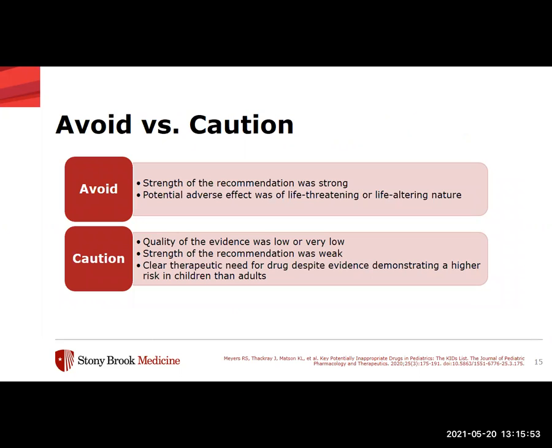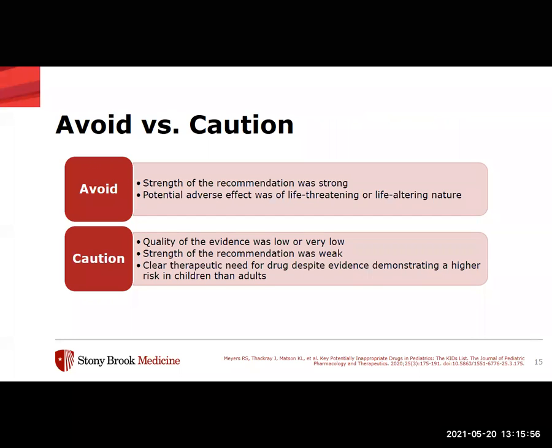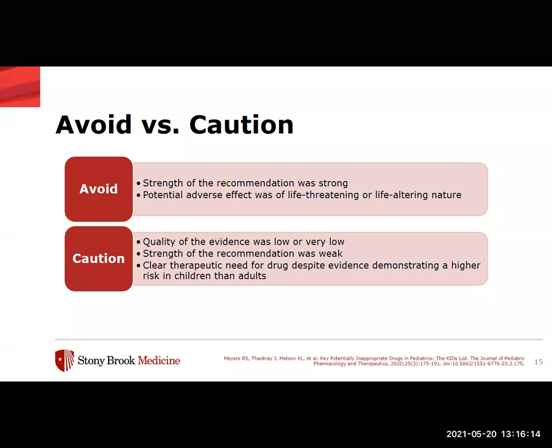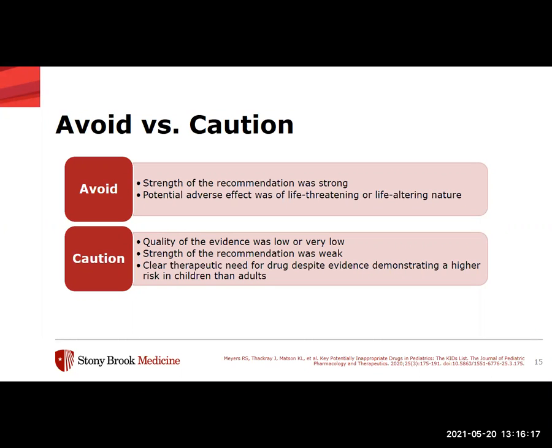So now that we understand the definition of potentially inappropriate, we can further categorize the KIDs List recommendations into either avoid or caution. Avoid describes scenarios in which the strength of the recommendation was strong or that the potential adverse effect was of life-threatening or life-altering nature. On the other hand, caution refers to scenarios in which the quality of the evidence was low or very low, the strength of the recommendation was weak, or there's still a clear therapeutic need for the drug despite evidence demonstrating higher risk in children than adults.